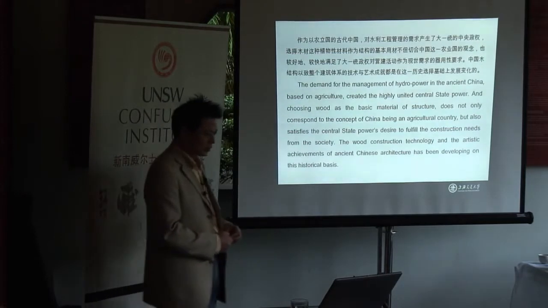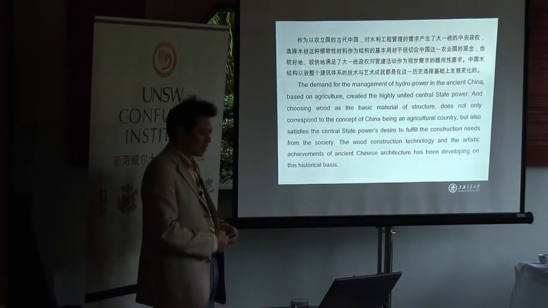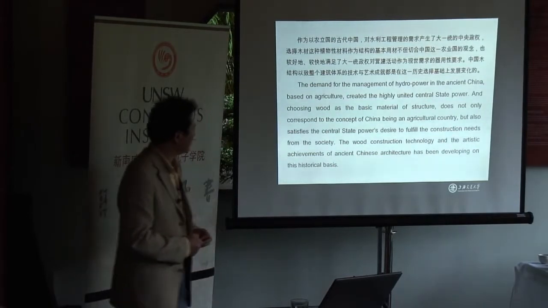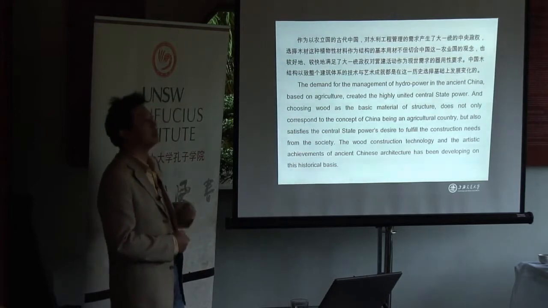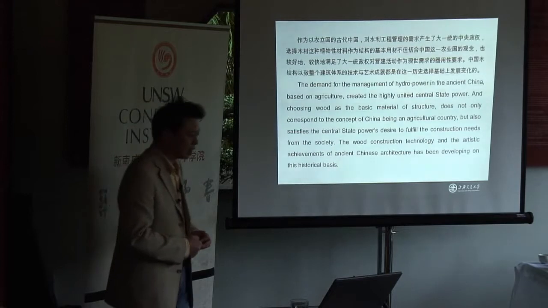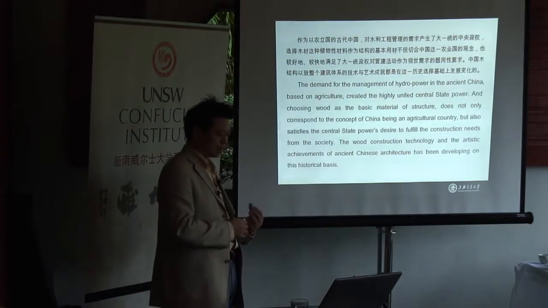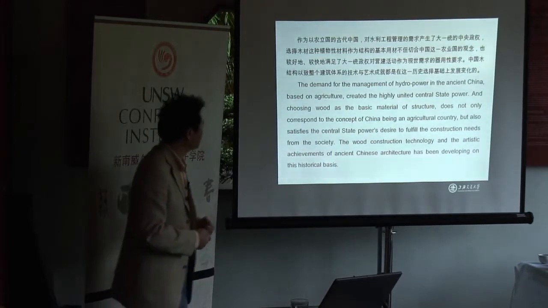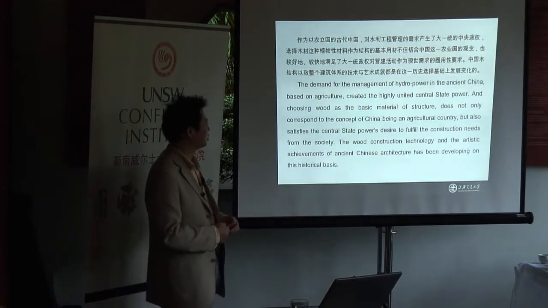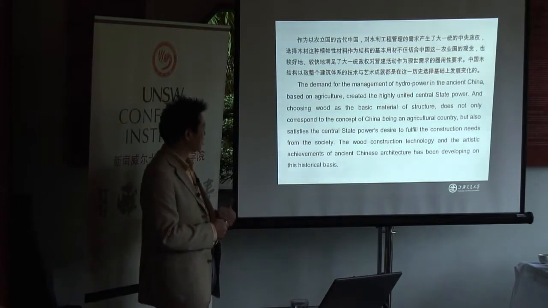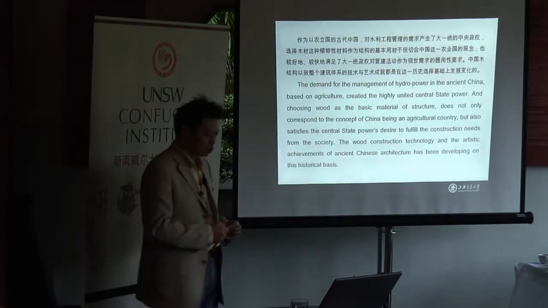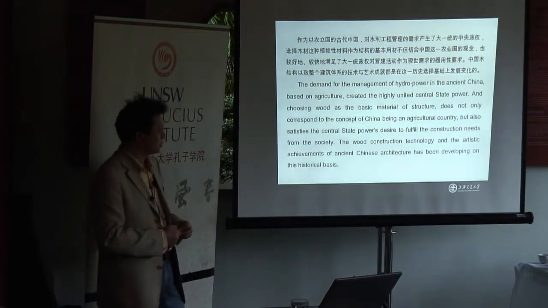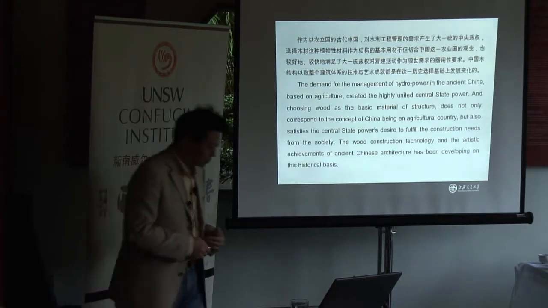The demand for the management of manpower in ancient China based on agriculture created a highly united central state power. Choosing wood as the basic material of structure not only corresponds to the concept of China being an agricultural country, but also specifies the central state power's desire to fulfill the construction needs of the society. The wood construction technology and the artistic achievements of ancient Chinese architecture have been developing on this historic basis.